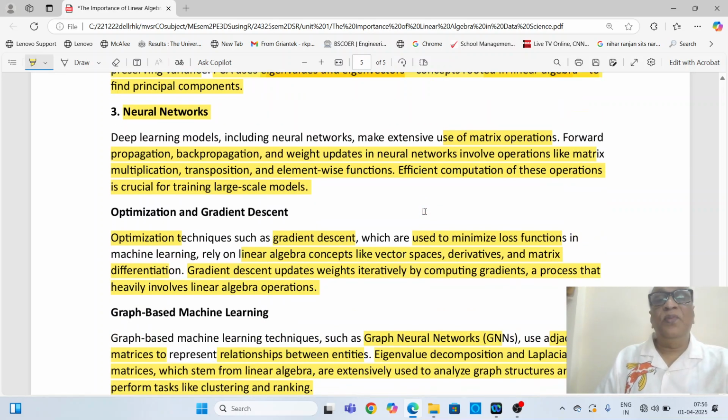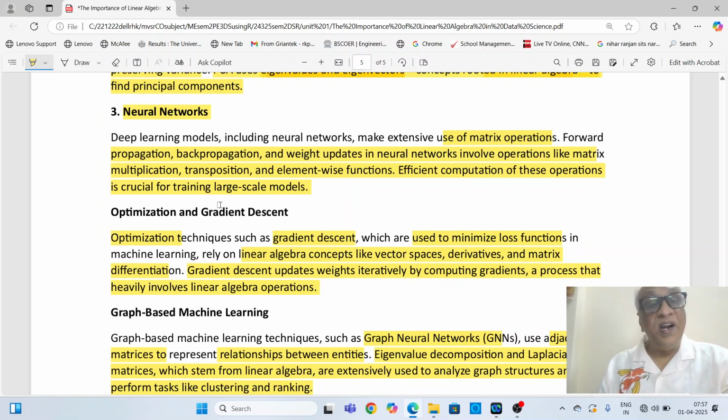Even if you take deep learning models like neural networks, they have forward propagation, backward propagation, and weight updates. They are totally dependent on matrix operations like multiplication, transposition, and element-wise functions. So efficient computation of these matrix operations is crucial for training these large-scale models.